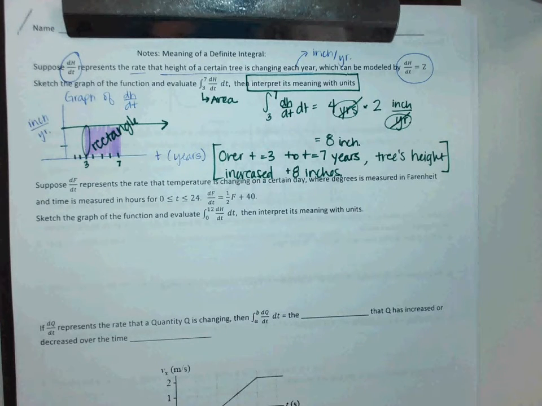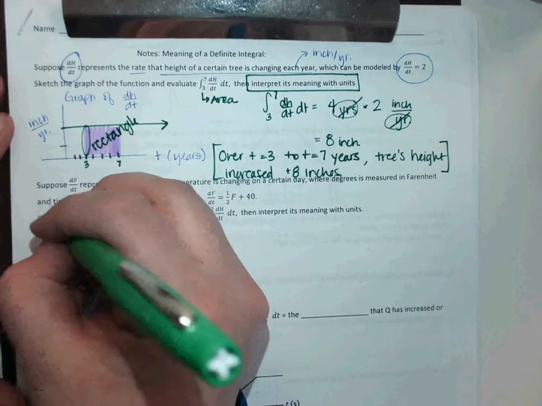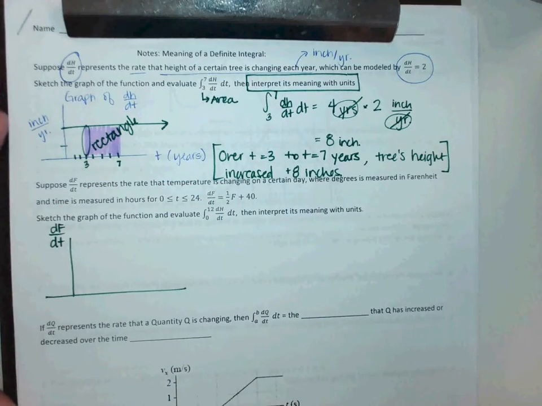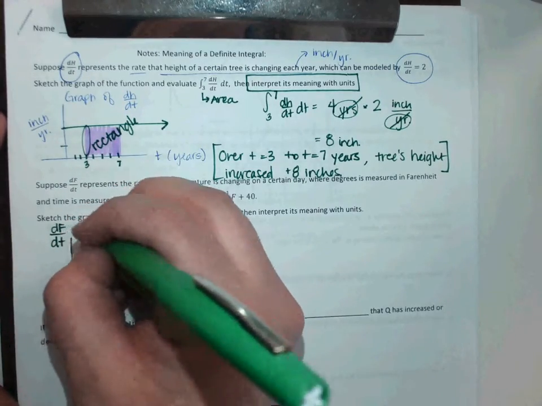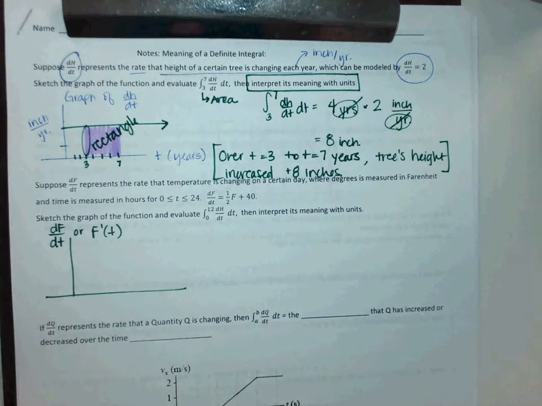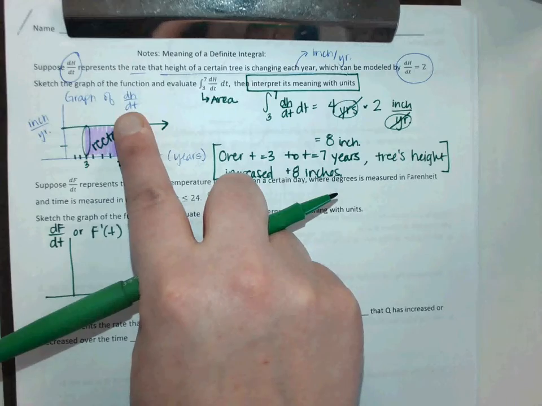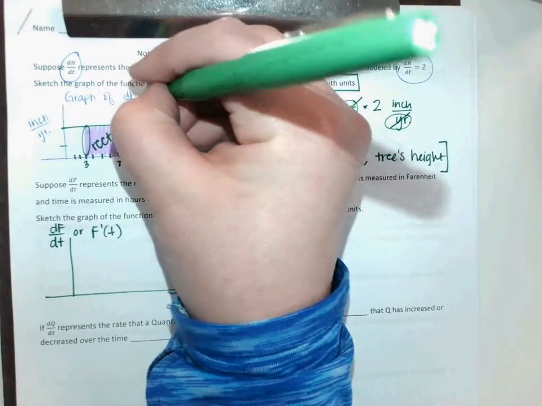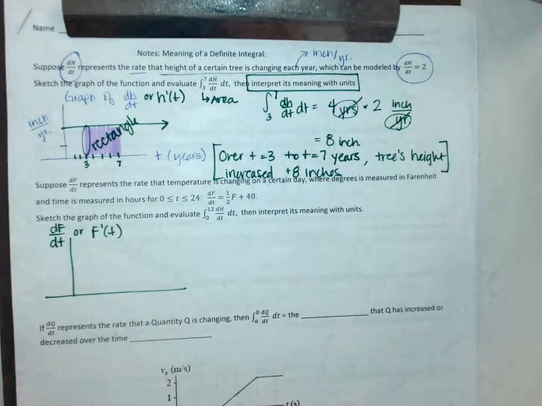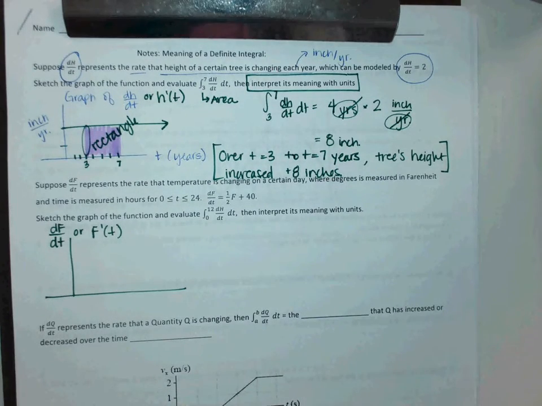It says, suppose df/dt represents the rate that temperature is changing on a certain day when degrees is measured in Fahrenheit and time is measured in hours. So, set up your graph. We're graphing df/dt. Now, quick question, what would be an easier way for me to write df/dt? Could I call it f prime? That's the same. So you should know in your mind those are the same. So for example up here, if this was dh/dt, what could I have called that instead? h prime of t. Just keep in mind, those are just different notations for derivatives, but they mean the same thing.